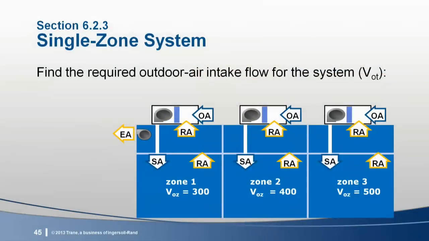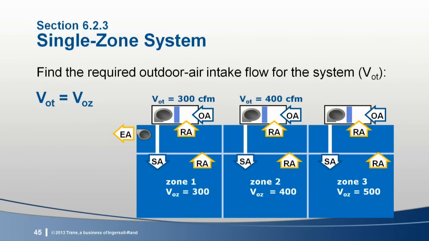Now, starting with a single zone system. Since all the outdoor air enters through a single intake and is then delivered to one zone, this calculation is pretty easy. For our example, we're assuming that a separate rooftop unit serves each of the 3 zones. According to Standard 62, the required system intake flow, V sub OT, is equal to the corresponding zone outdoor airflow, V sub OZ.